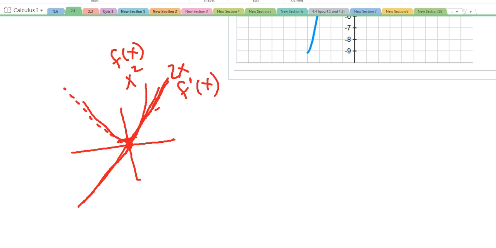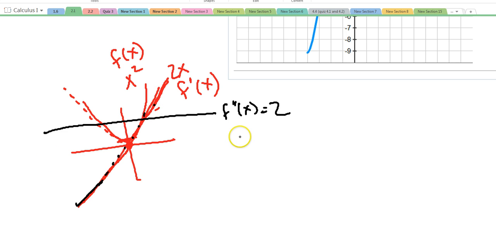If I had to draw the second derivative on top of this, that'd be the constant 2. This would be f double prime of x, and that would equal 2 because the slope everywhere has a positive value of 2. The slope is positive everywhere. It's a positive slope, and it's always 2. So here's an example of visually what's going on. We have the function, the first derivative, and the second derivative. We really haven't gotten into graphing second derivatives yet, but it's the derivative of the derivative.